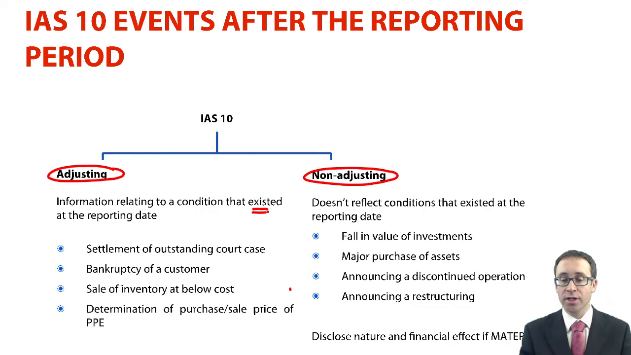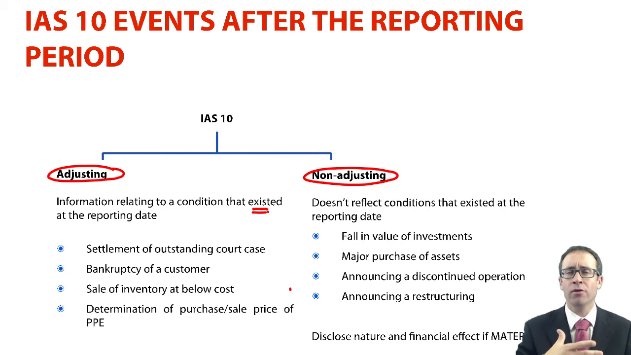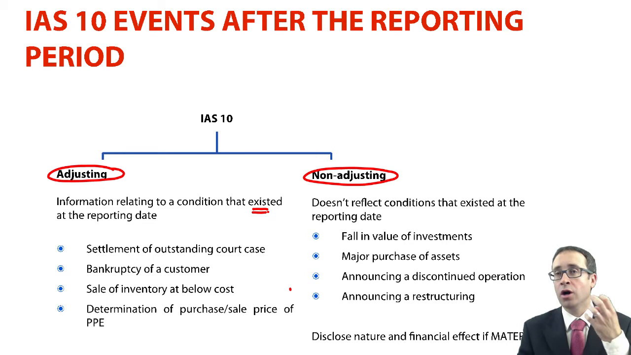Non-adjusting are falls in the value of investments, because the assumption, if you think about your efficient market hypothesis, is the information is impacted in the share price once it becomes known. And it's only known after the reporting date, isn't it? It won't have been in existence at that reporting date. It's only in existence when it is announced, which is after the reporting date. So therefore, the condition did not exist, and the fall of the value of the investment is not adjusted for that reporting date. You just take the fair value of the investment at the reporting date and use that, regardless of whether it goes up or down before the accounts are signed off.